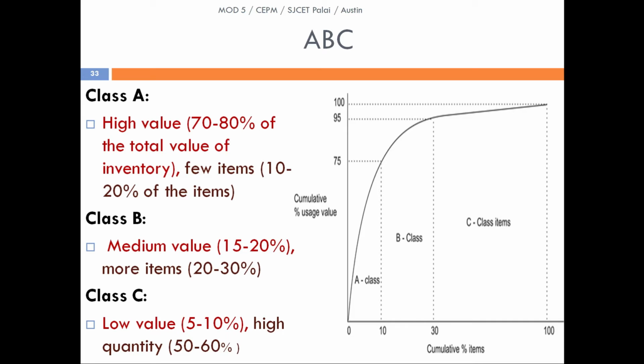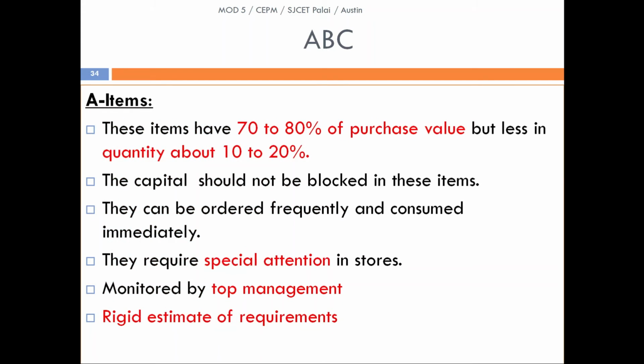If you see class C, you could see a greater difference between A and B. In class C, around 70% of the cumulative percentage of items, 70% of materials, account for just between 100 and 95, which means just 5% of the value. So this class A, class B and class C designation is being explained in this graph with cumulative percentage items on the x-axis and cumulative percentage usage value on the y-axis.